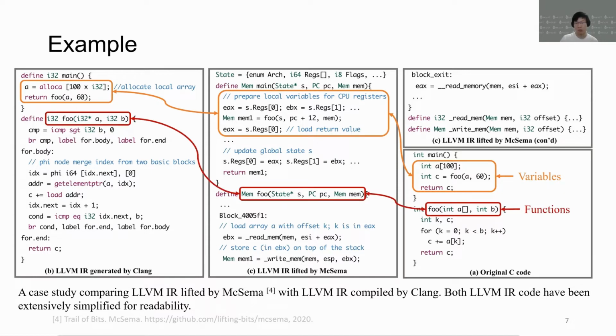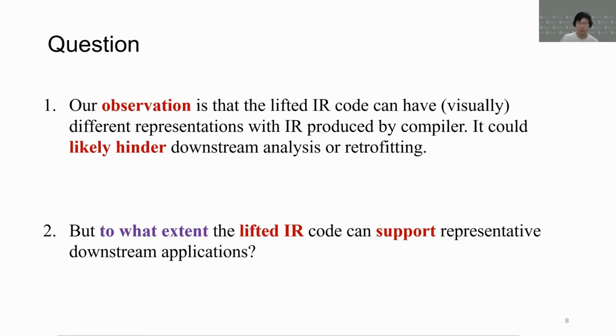As shown in Figure C, functions in McSema-generated IR always have two arguments, state and mem, which represent the hardware state and the memory objects separately. As we observed, the lifted IR code can have visually different representations from IR produced by the compiler. The different representations could likely hinder downstream analysis. So we wanted to ask, to what extent can the lifted IR support representative downstream applications?